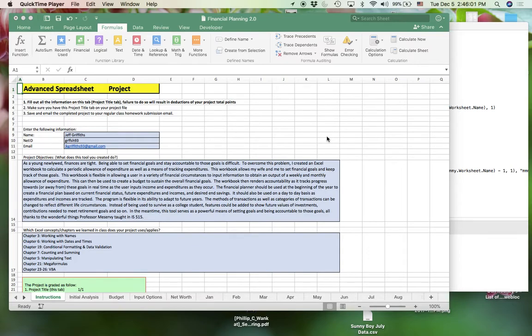The purpose of this project is to help a person set financial goals and keep accountable to those goals. And so I'm going to walk you through the functionality of the workbook and point out some of the functions and various things that we learned in class that helped accomplish this purpose.